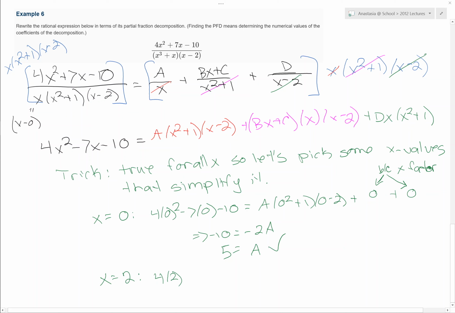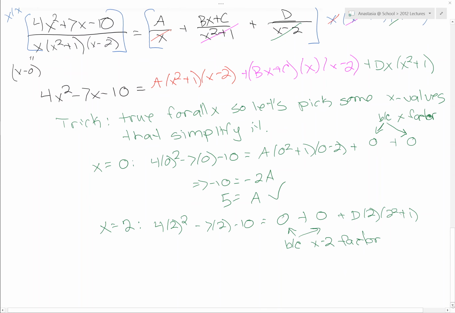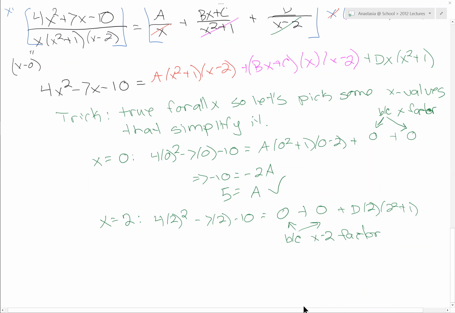So we will have 4 times 2 squared plus 7 times 2 minus 10. This will equal, now our first term goes to 0 because of the x minus 2. Our second term also goes to 0 because of the x minus 2. And then we'll have plus D times 2 squared plus 1. And now these two terms go to 0 because of the x minus 2 factor. Okay, so a little bit of arithmetic then. We are going to get 16 plus 14 minus 10 will equal 10D.